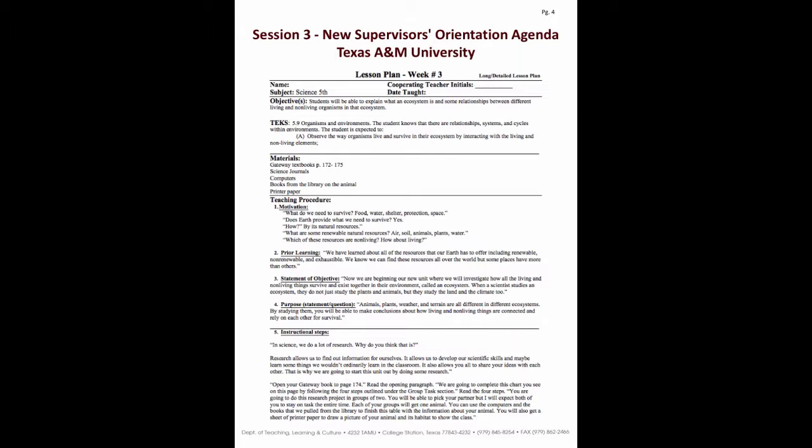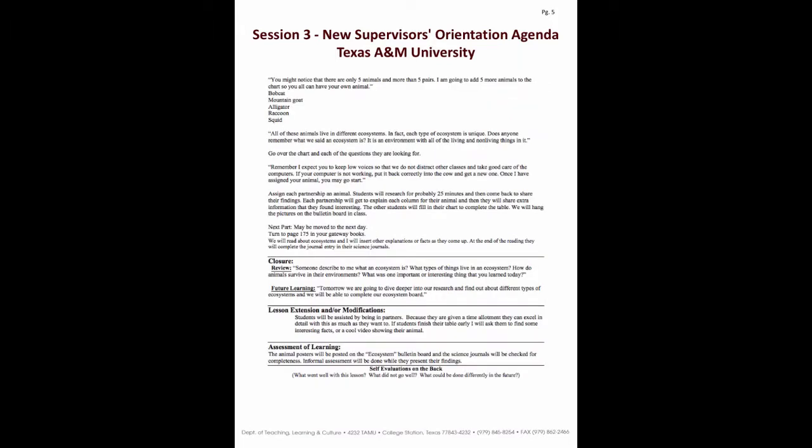You're now looking at the slide that displays the long detailed lesson plan on ecosystems. Look at your handout that is identical to this slide. Note the lesson cycle components that will be included on each lesson plan, and they are objectives, TLAC-US, materials, teaching procedure, which consists of motivation, prior learning, statement of objective, purpose, and instructional steps, closure, which includes review and future learning, lesson extension and or modifications, and assessment of learning.